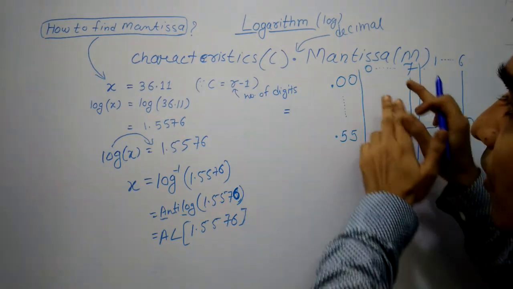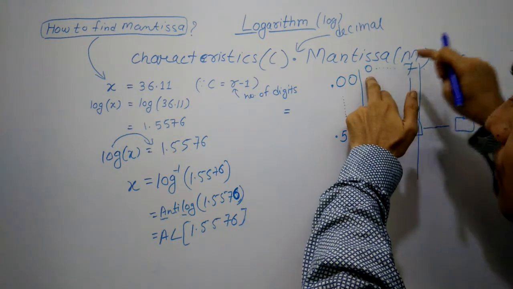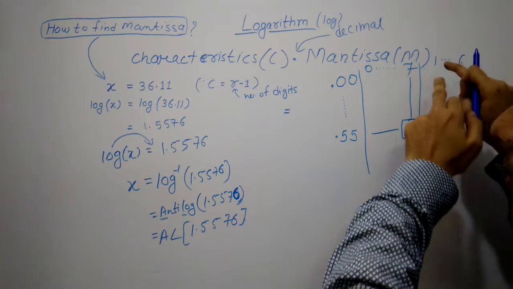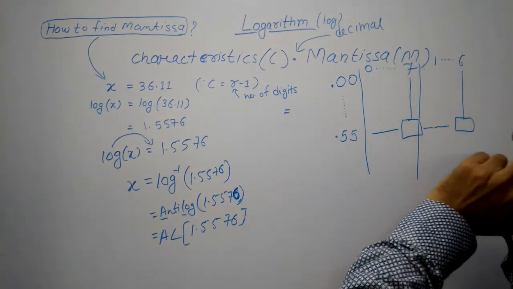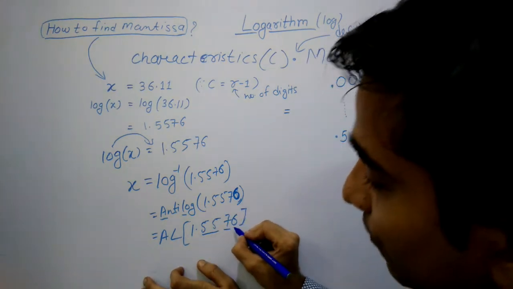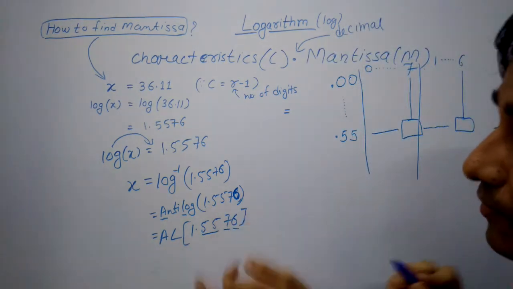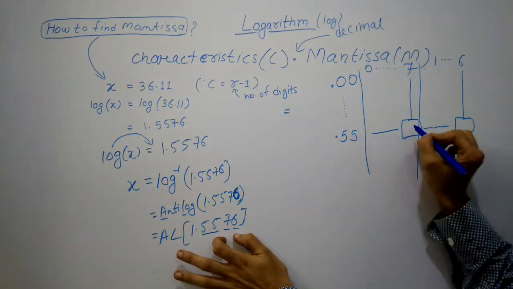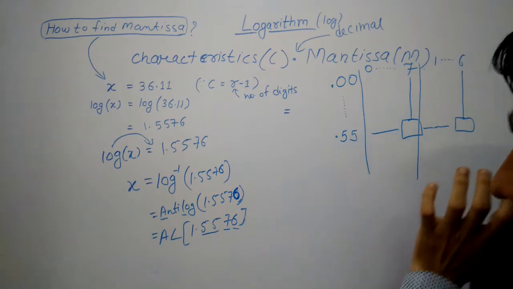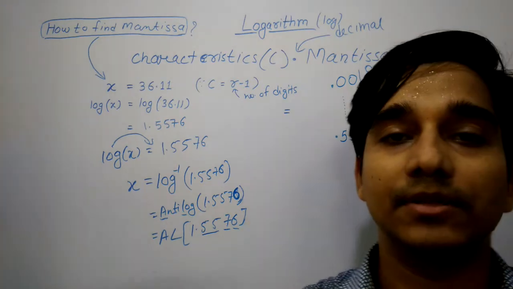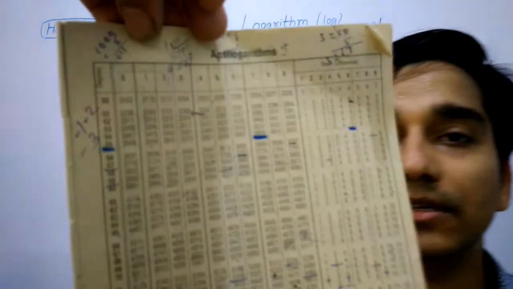In the second group of columns, the numbers go from 0 to 9, and in the third group of columns, the numbers go from 1 to 9. So you have to check in the first group, second group, and third group. You have to find 55 under 7, and you do this with the help of the anti-logarithmic tables.